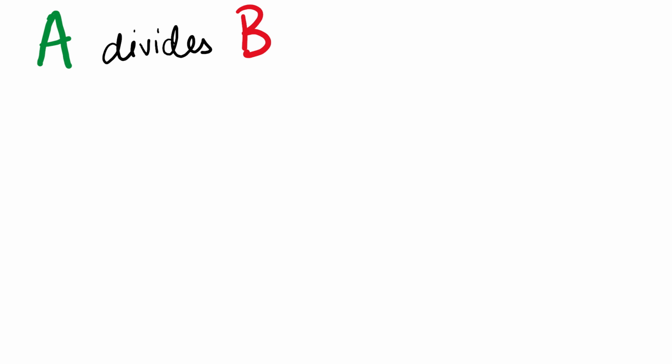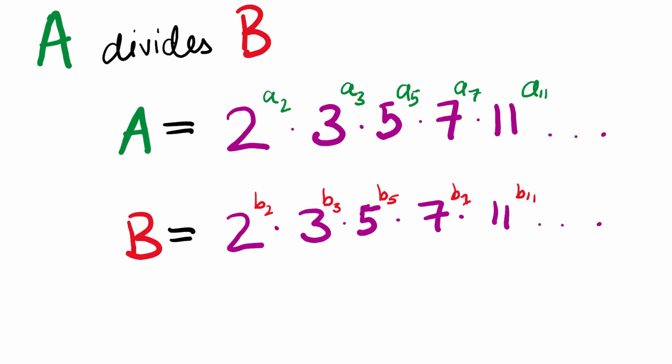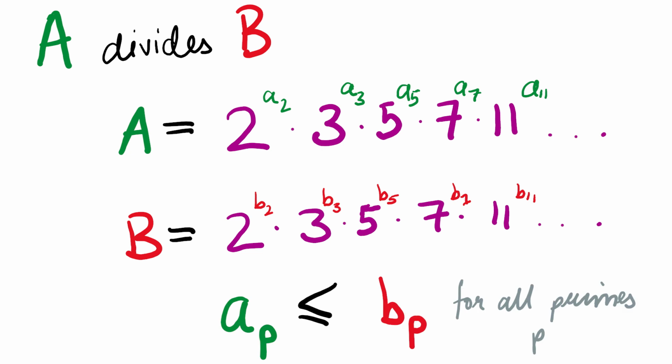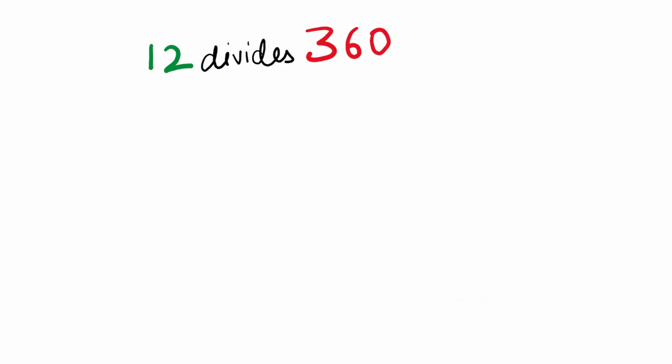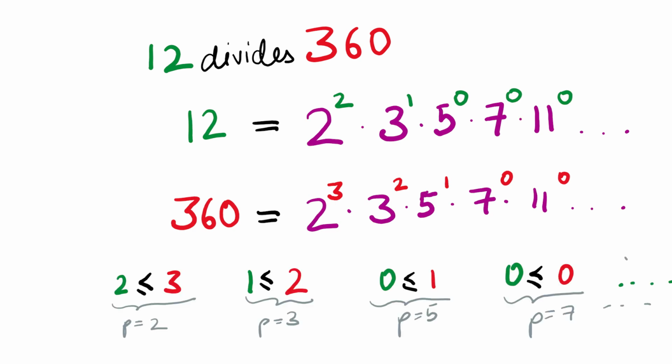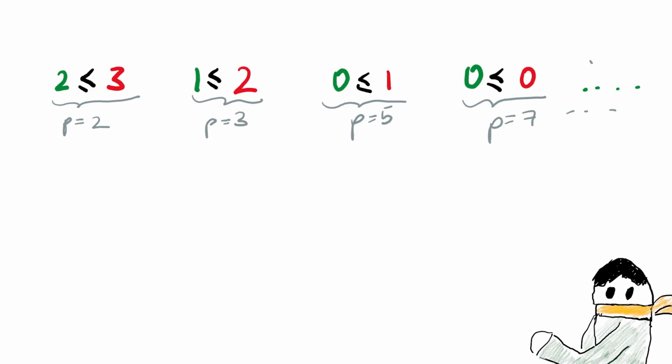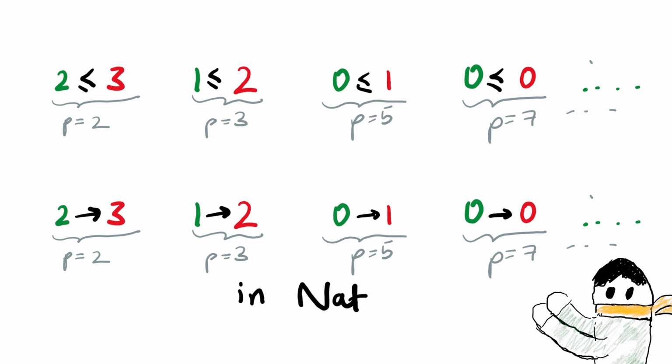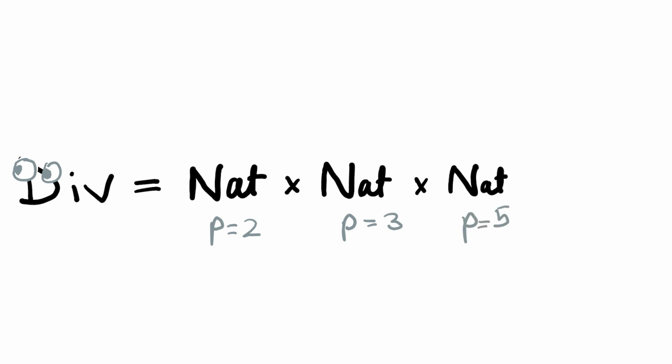If A divides B, then each prime in the prime factorization of A has a smaller exponent than it does in B. Let us look at an example. If 12 divides 360, then each prime in 12 has a power at most that in 360. So if we just isolate the powers and look at them, they all sit inside the category nat. So our boy div is equal to the product of categories nat, one for each prime.